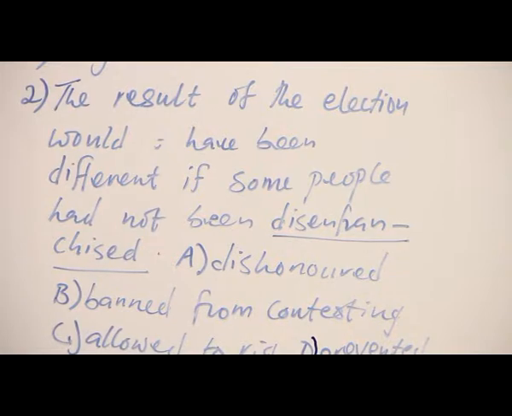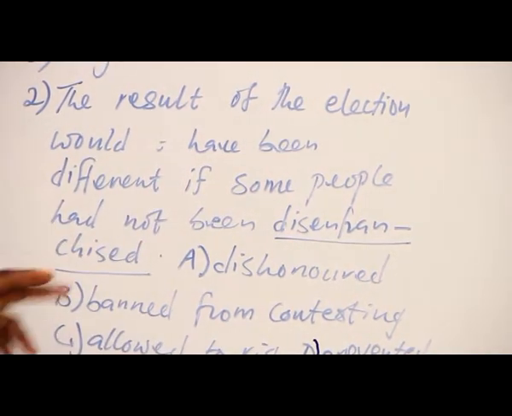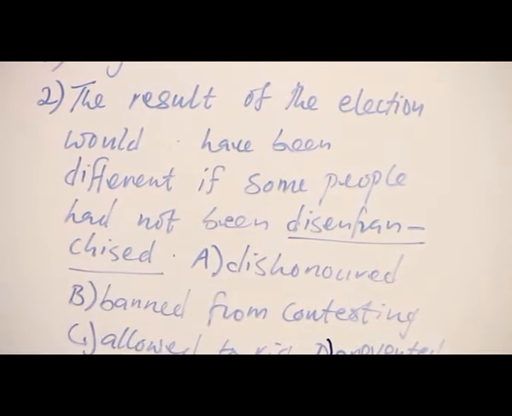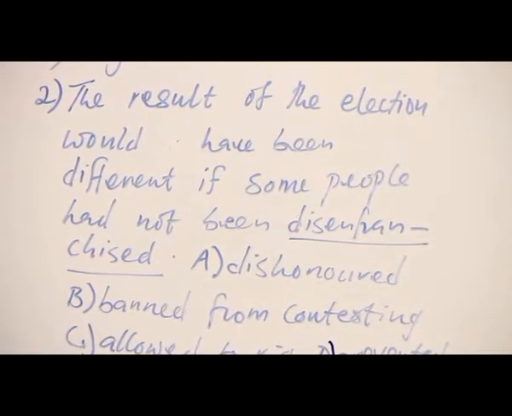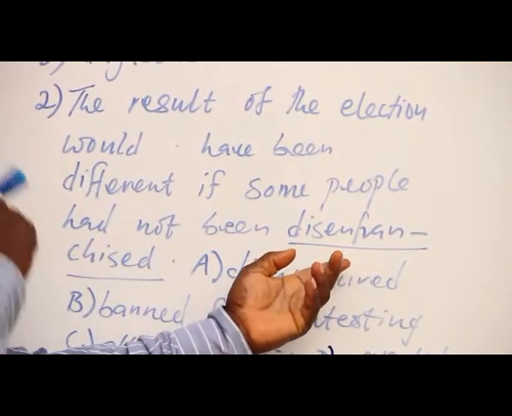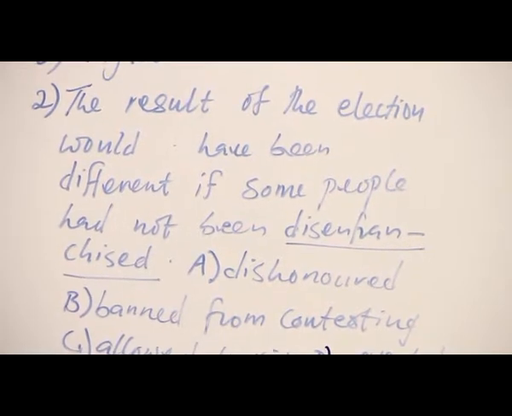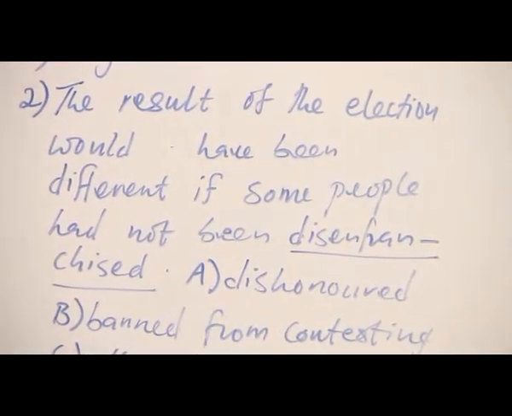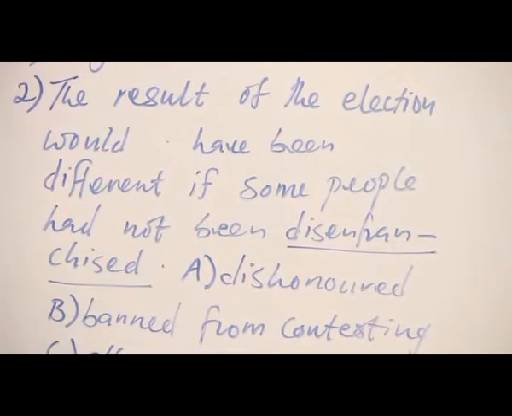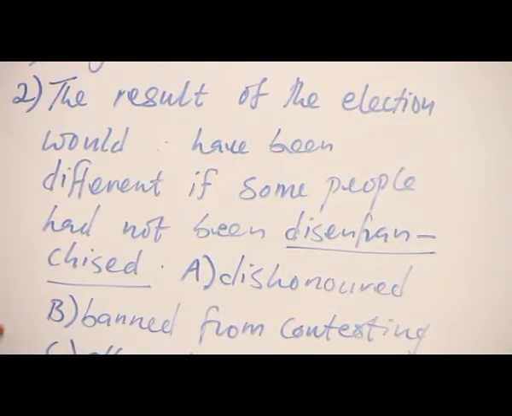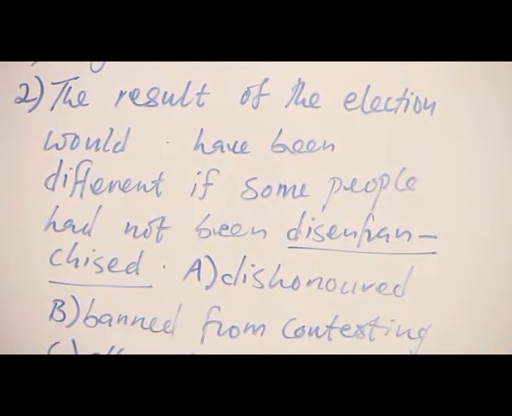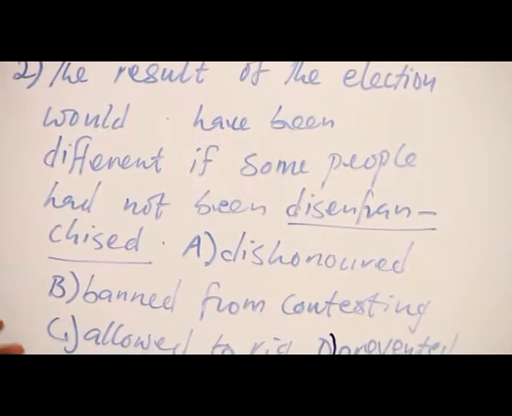Now let's look at number 2. The result of the election would have been different if some people had not been disenfranchised. So you look at this, our underlined word is disenfranchised. Now, that word is from the register of politics and government. So that is the first thing you have to locate. Now you come down. What are our options?